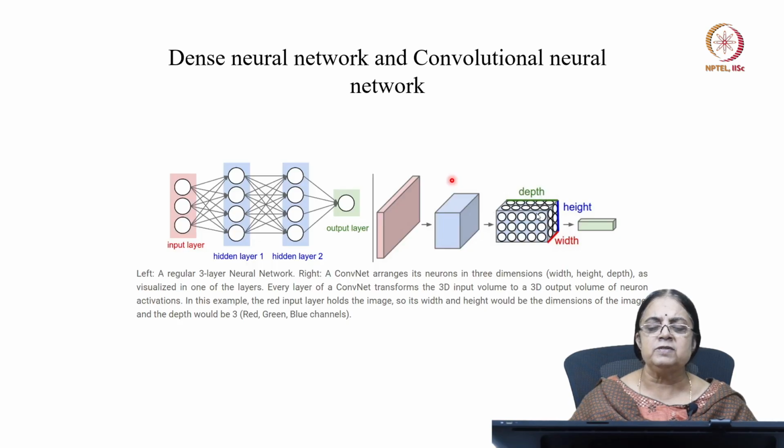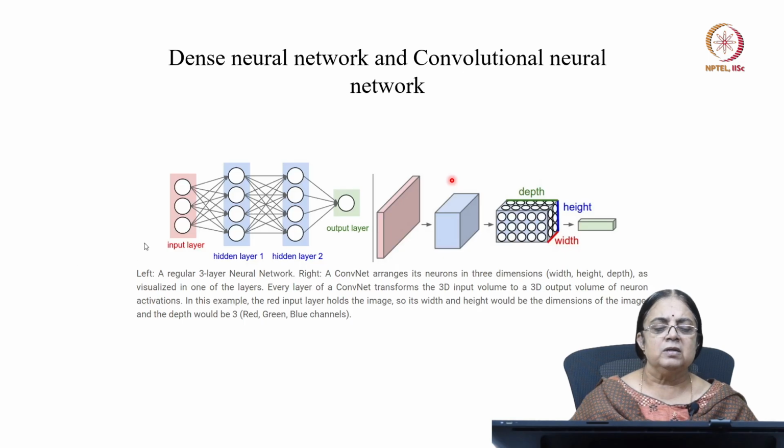You may have, say, 3 layers here. The 3 layers may correspond to the red, green and blue channels, or it could correspond to some filters which you are using, etc. So in each layer you will get a 3-dimensional layer in this way.